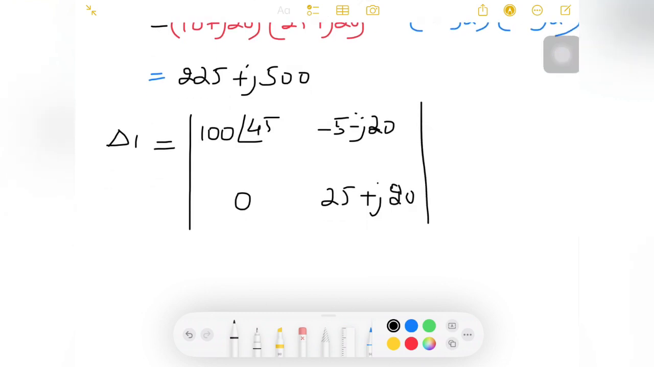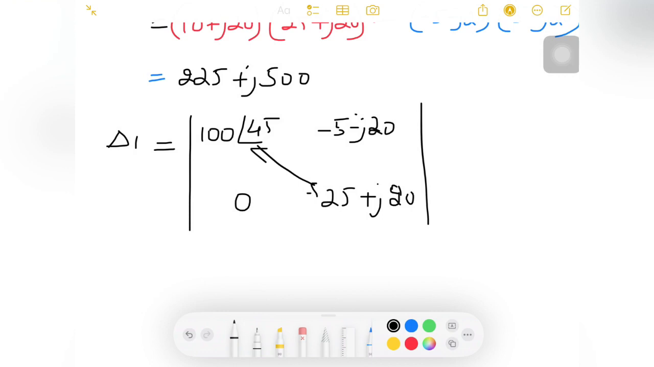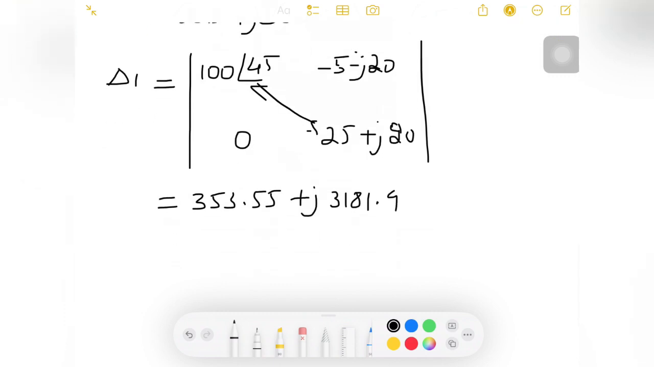Once again finding the same determinant. So this into this minus this into this. Anyhow it will become 0. So only this into this you are supposed to do. You get the answer as 353.55 plus J3181.9. So this is delta 1.